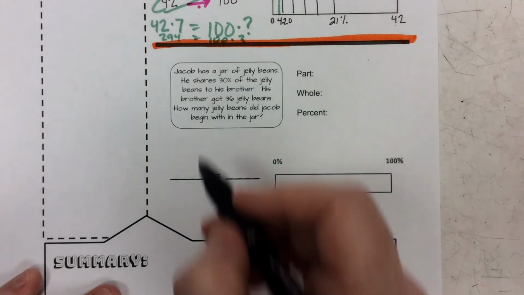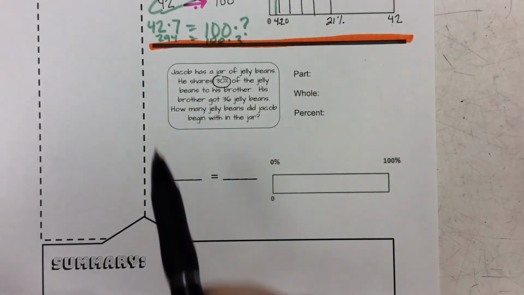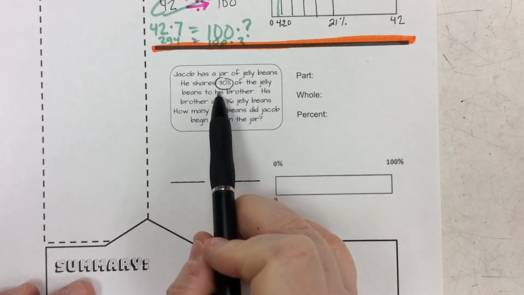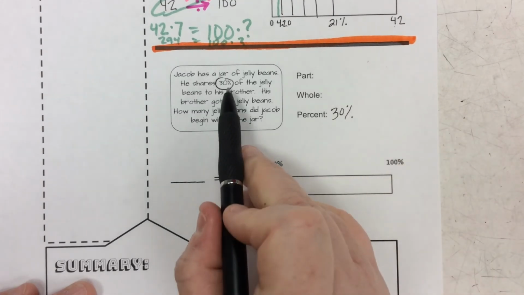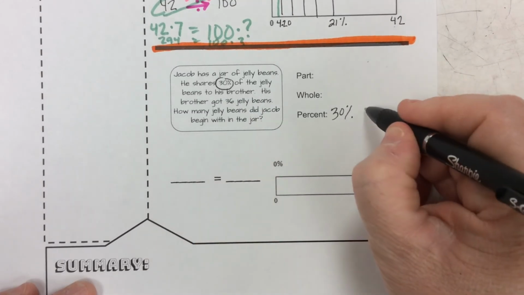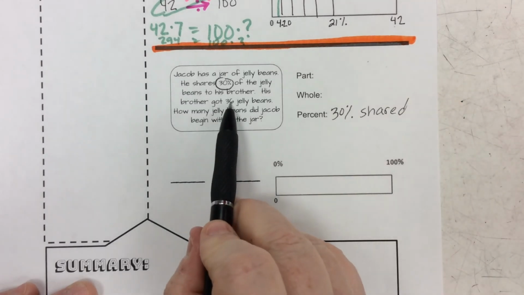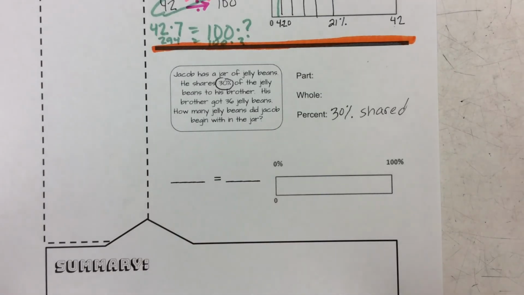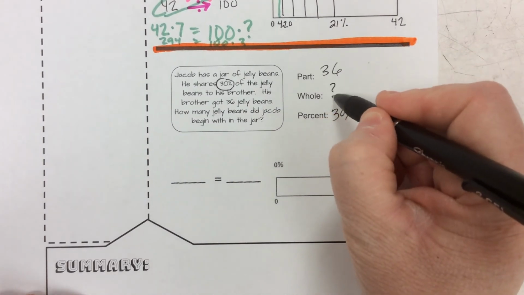Jacob has a jar of jelly beans. He shares 30%. Something else you can do is read it with the word part. He shares a part of the jelly beans. Oh, that's going to help me. My percent represents the part shared. His brother got 36. How many did he begin with? So that 36, is that the number he shared or what he had? That's what he shared, so it tells you that it's the part. And then you're looking for the whole this time, okay?